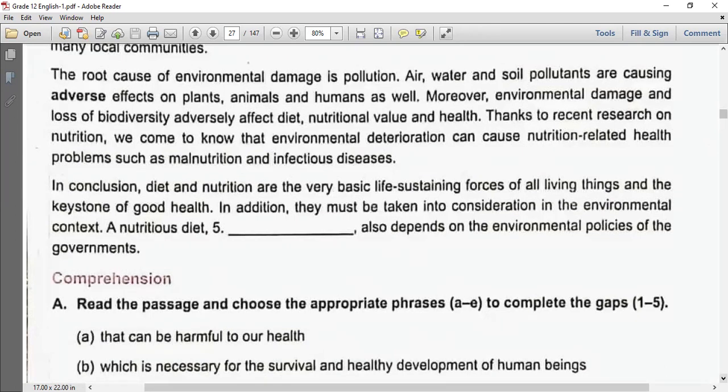In conclusion, diet and nutrition are the very basic life-sustaining forces of all living beings and the keystone of good health. In addition, they must be taken into consideration in the environmental context. A nutritious diet also depends on the environmental policies of the government.